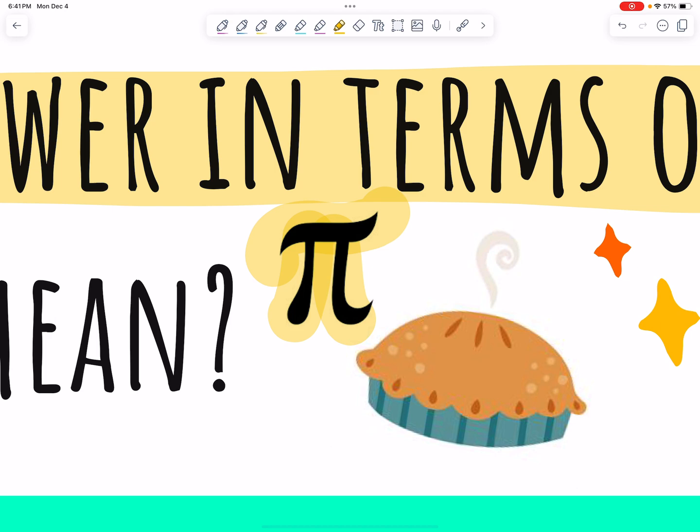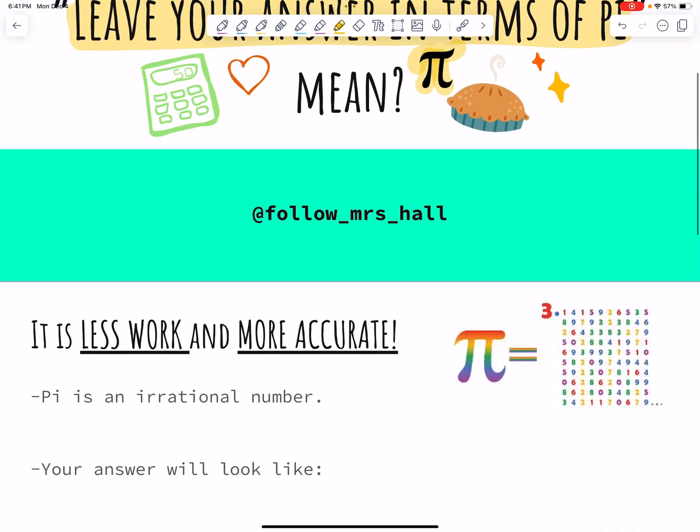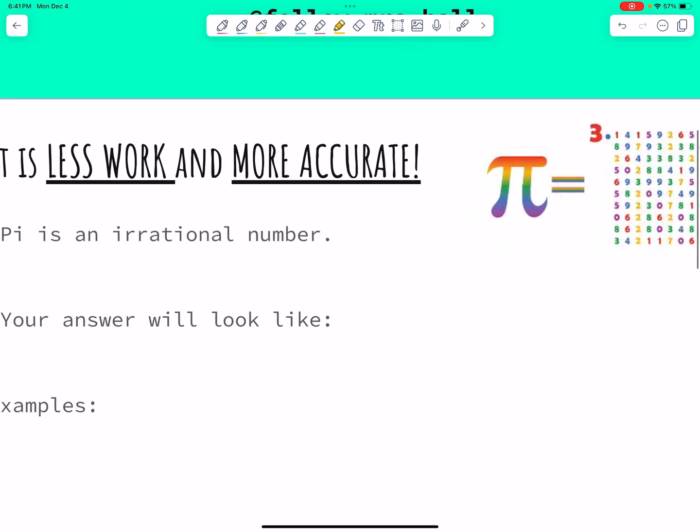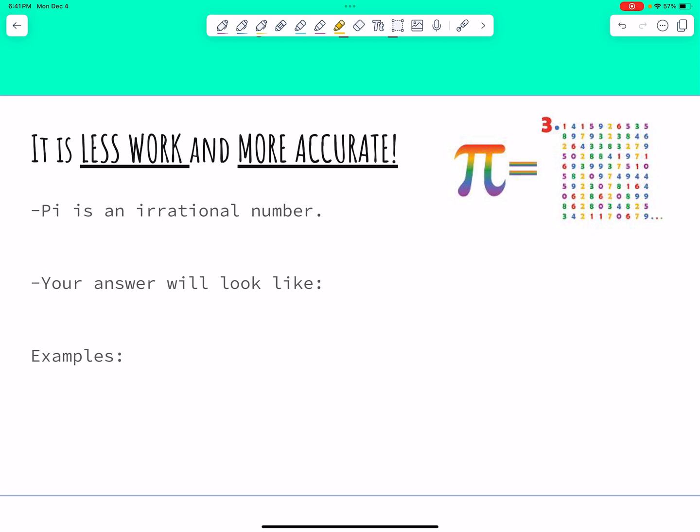This symbol is used to represent the ratio of a circle's circumference to its diameter. Y'all are very familiar with this. You learned this in middle school. A lot of times y'all would approximate it to 3.14. But in geometry, we are going to be a lot more accurate, and so we're going to start leaving things in terms of pi. My students always get stressed about that, but actually, it's less work. To leave something in terms of pi is less work, and it's more accurate.